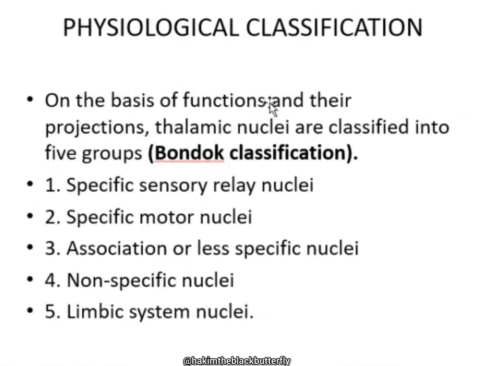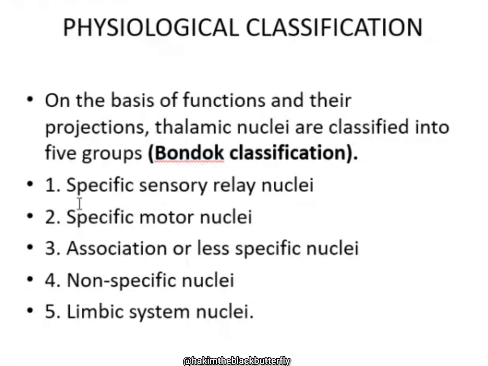Now, how do we classify those anatomical nuclei according to their function? This classification is known as functional classification. When we are classifying thalamic nuclei according to their function, we classify them according to which type of sensation goes there.